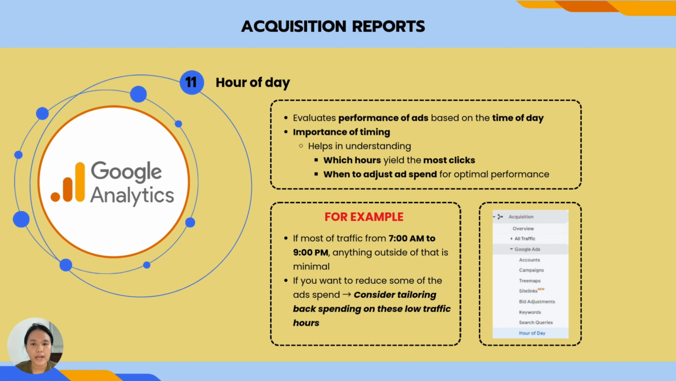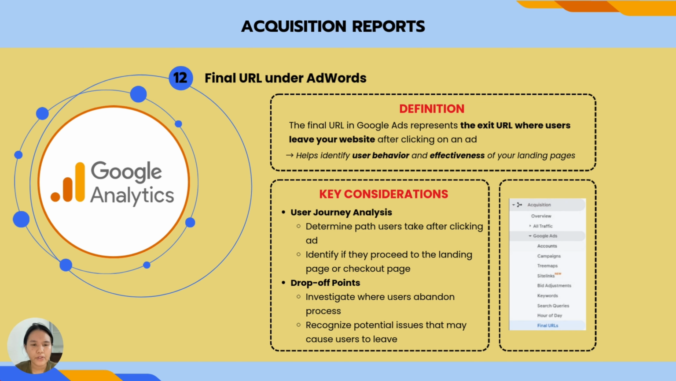Next, we talk about final URL after AdWords. Search Console shows SEO performance, for example impressions, clicks, and average position. Key reminder: data is always delayed by about 3 days, so don't panic if your numbers haven't updated.